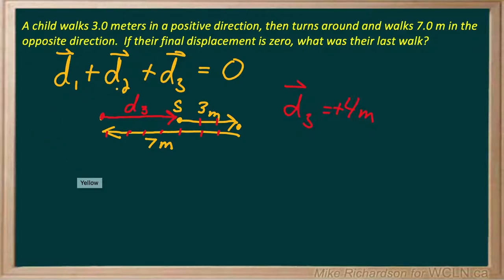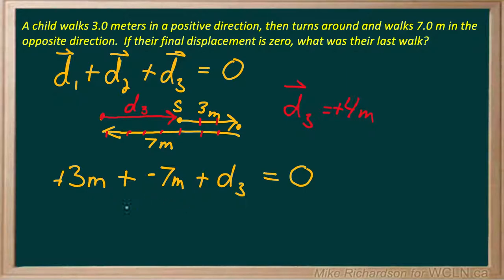So here's my equation, D1 plus D2 plus D3 is equal to 0. D1 was +3. You have to watch the signs. And we'll put the meters in. Plus D2 was -7 meters. Plus D3 all has to equal 0. And we're trying to figure out what D3 is. And you can see it's very simple mathematically. So if we drop the units, 3 plus -7 is -4. -4 plus D3 equals 0. And I end up getting D3 is +4 when I bring it to the other side.